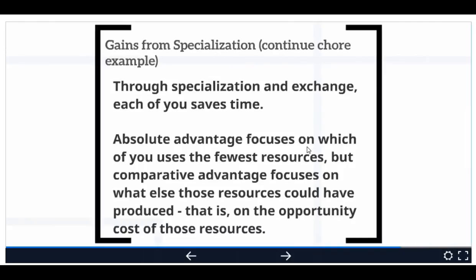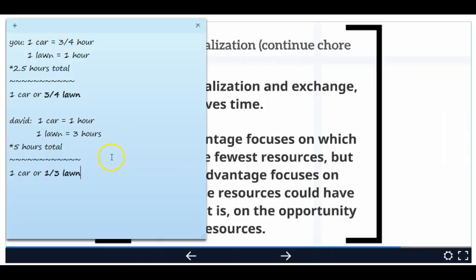Okay, gains from specialization. We're going to keep going with this example. Through specialization and exchange, each of you will save time, and I'll show you how that works. If you specialize, David will wash the family cars, and you will mow the family's lawns. David is going to wash 4 cars, and it takes him an hour per car. 4 cars in 4 hours, saving 1 hour, right?